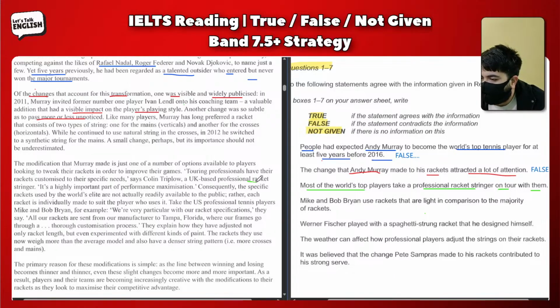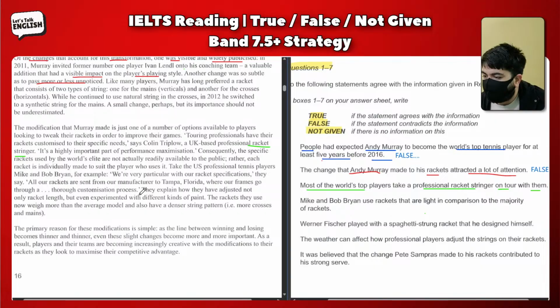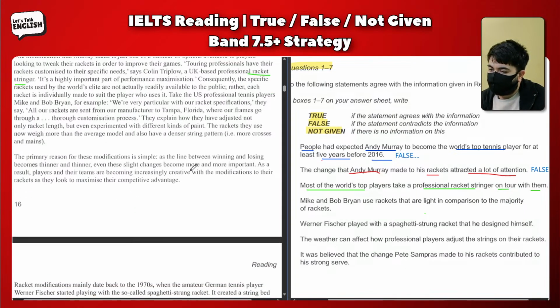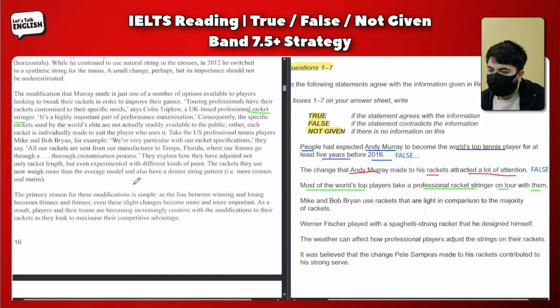Racket stringer, we've got racket stringer, right? It is a highly important part of performance. Specific rackets used by the world's elite, readily available to the public. Each racket is individually, we have very particular racket specifications. All our rackets are sent from the manufacturer. They explain how they've adjusted not only racket length but different kinds of rackets they use now way more. The primary reason for this modification, I am not very sure.